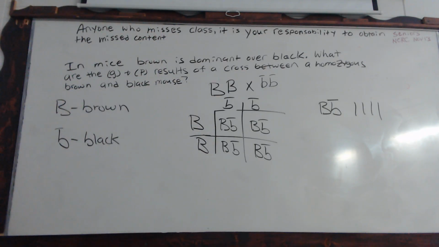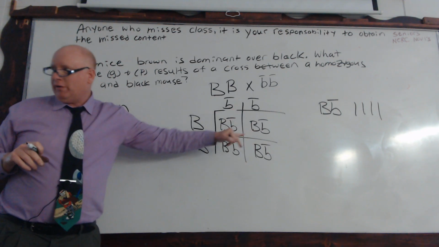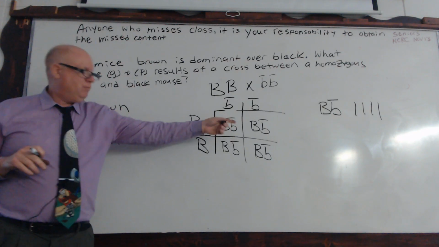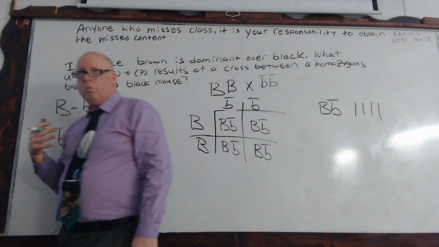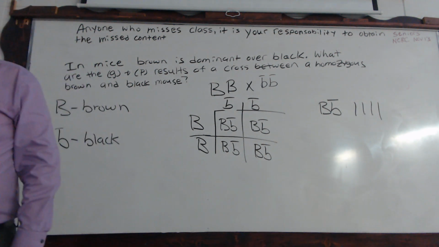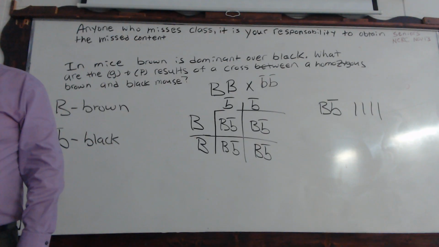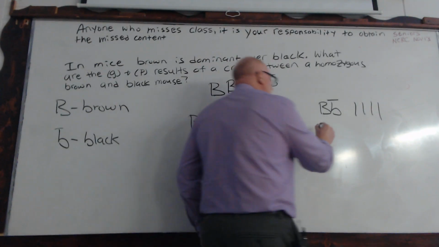Okay. So then, what are the observable characteristics we see? We did that already. That's our genetic makeup. So what would the outward appearance be? They're going to be black or brown? They're going to be brown. So we have 4 brown.